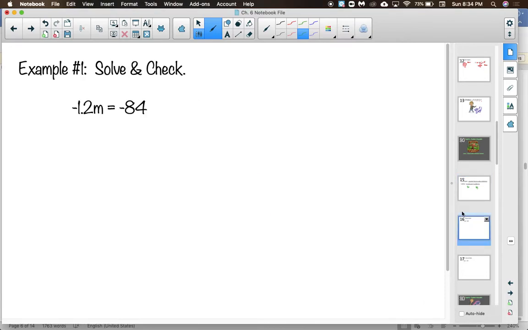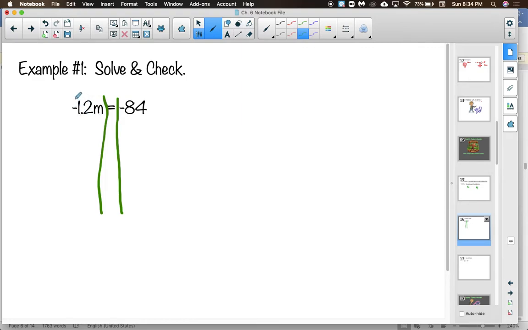Question number 1, we're going to solve it, we're going to check it. First one here is -1 2/10 m equals -84. I'm going to drop my train tracks into place. Okay, so focus my attention to the variable side. The variable side's right here. I want to get that variable all by itself.